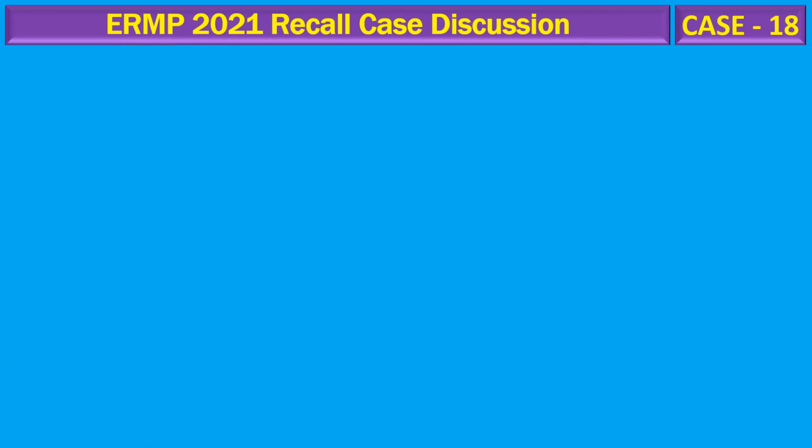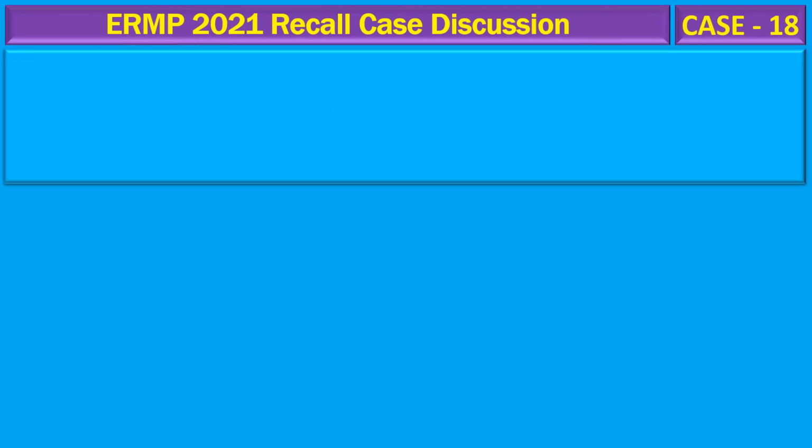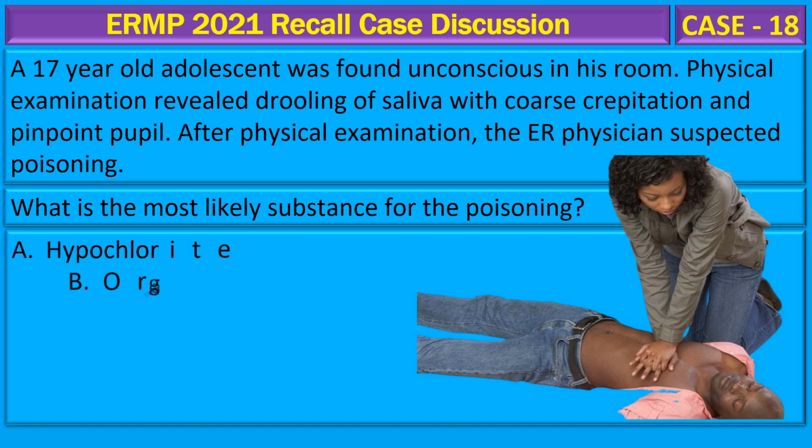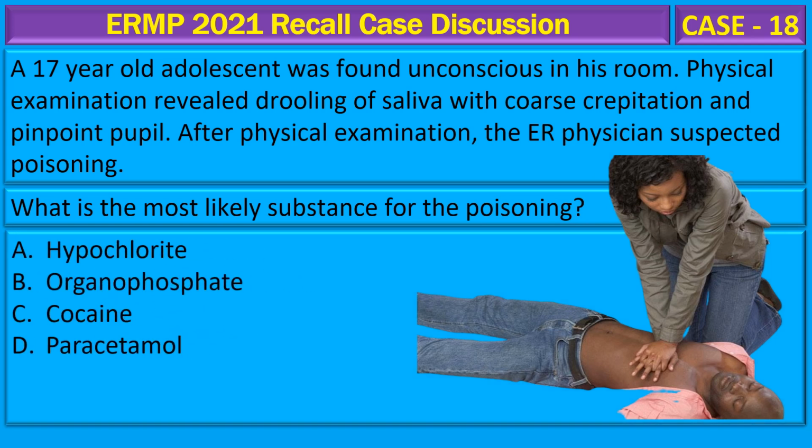A 17-year-old adolescent was found unconscious in his room. Physical examination revealed drooling of saliva with coarse crepitation and pinpoint pupil. After physical examination, the ER physician suspected poisoning. What is the most likely substance for the poisoning?